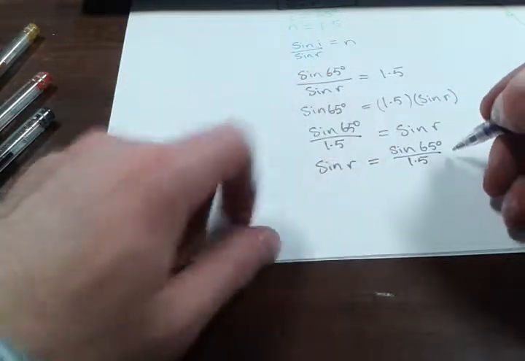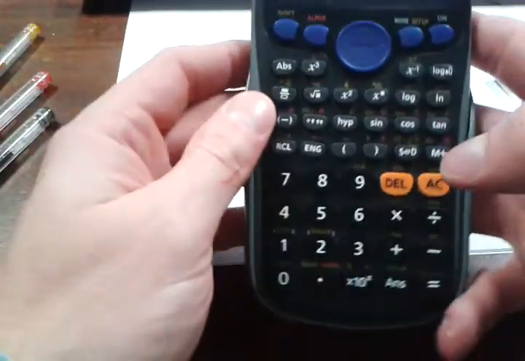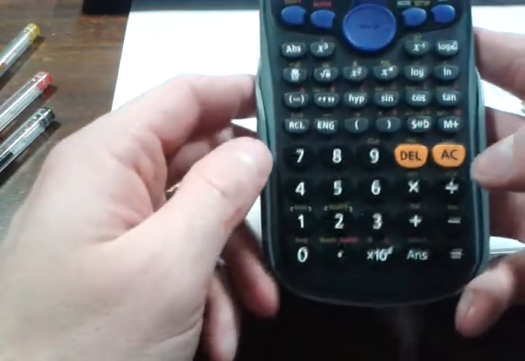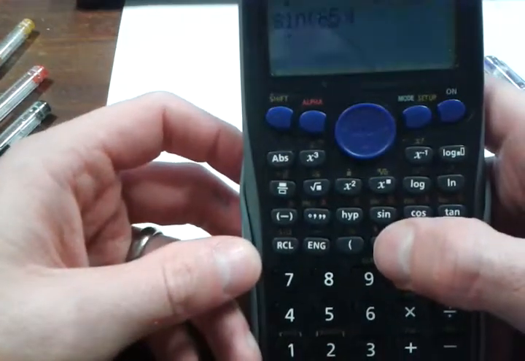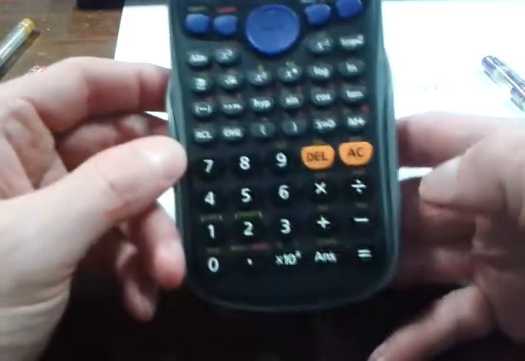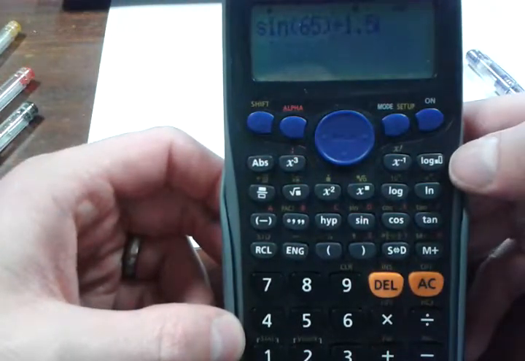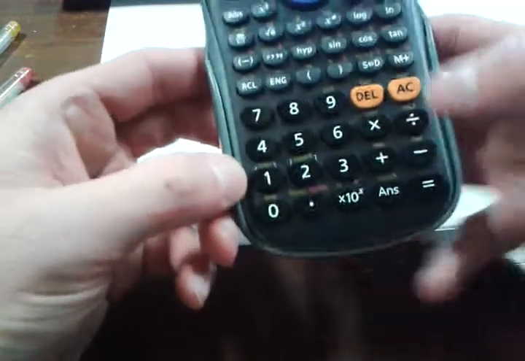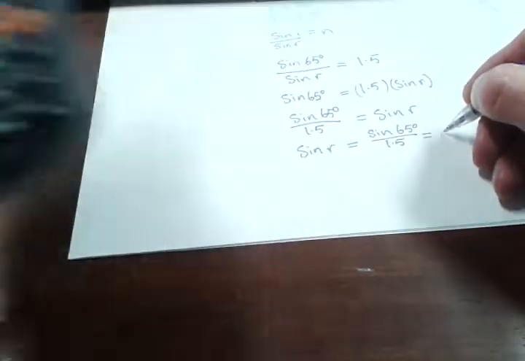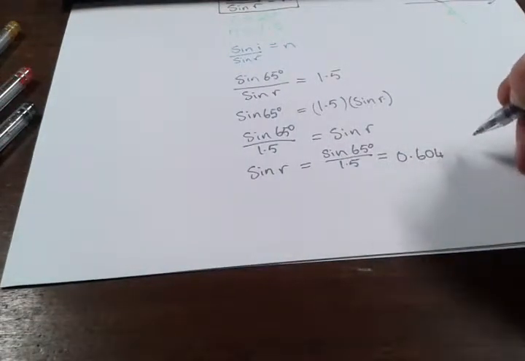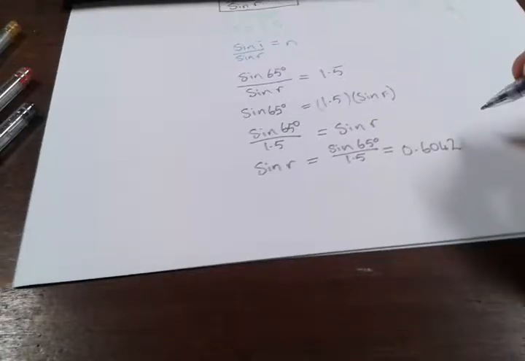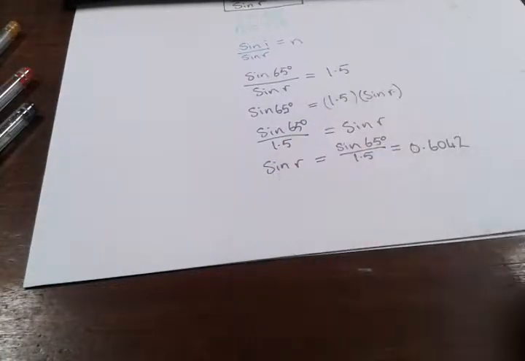And now if I put this into a calculator, I can get what this value is. So how do I put it all into the calculator in one go? Well, I type sine, I put 65 degrees in there, then I close the bracket, then I divide by 1.5. So that's what's on my top line in my calculator. I hit equals, and I get this value: 0.6042. Now that's for sine of r.